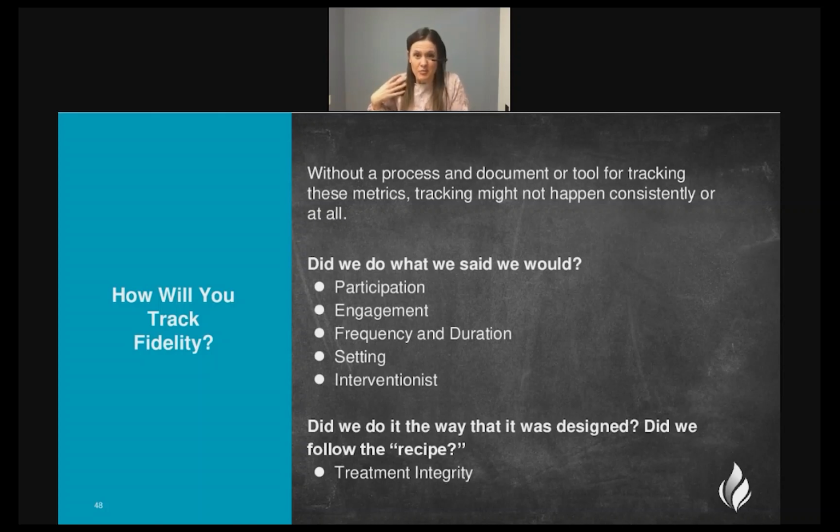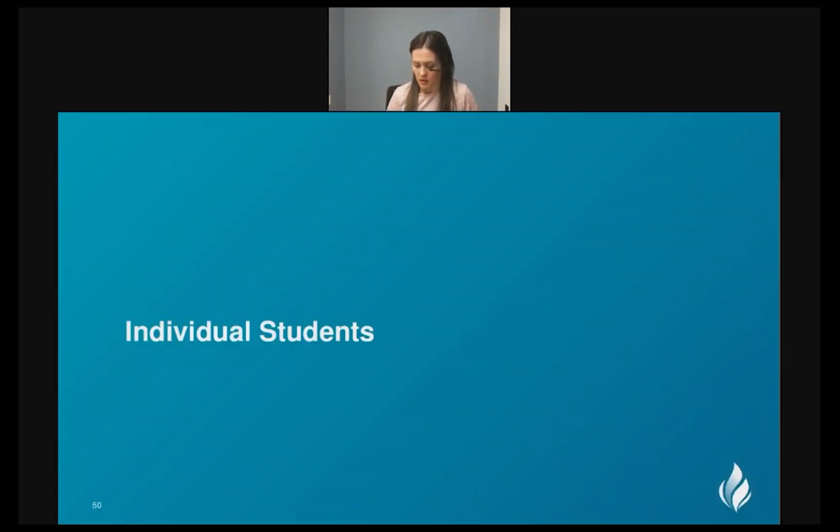I didn't do what I was supposed to. I didn't follow the recipe. I did my own thing. So if it didn't taste right, that's because I didn't do the intervention as it was intended. So anyway, just think about making sure that you're tracking what it is that you actually did with the students. And then getting to the point of evaluating effectiveness.